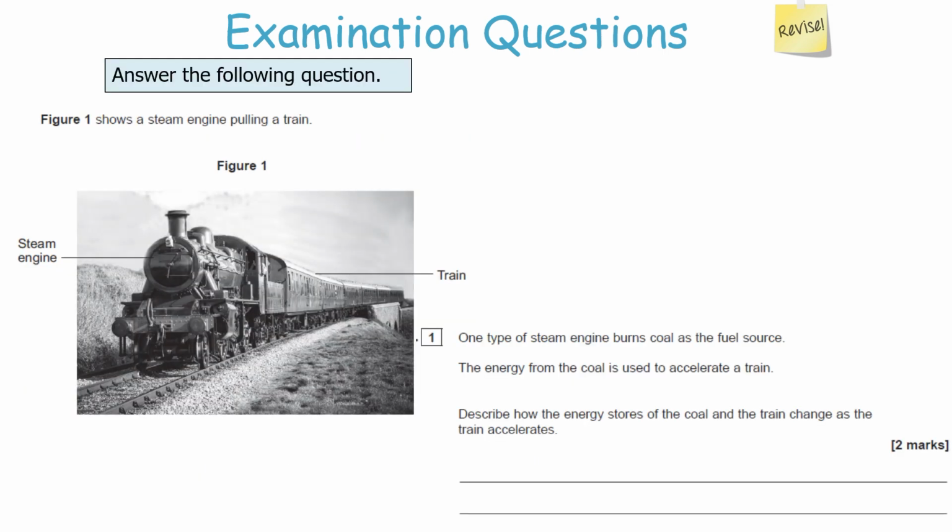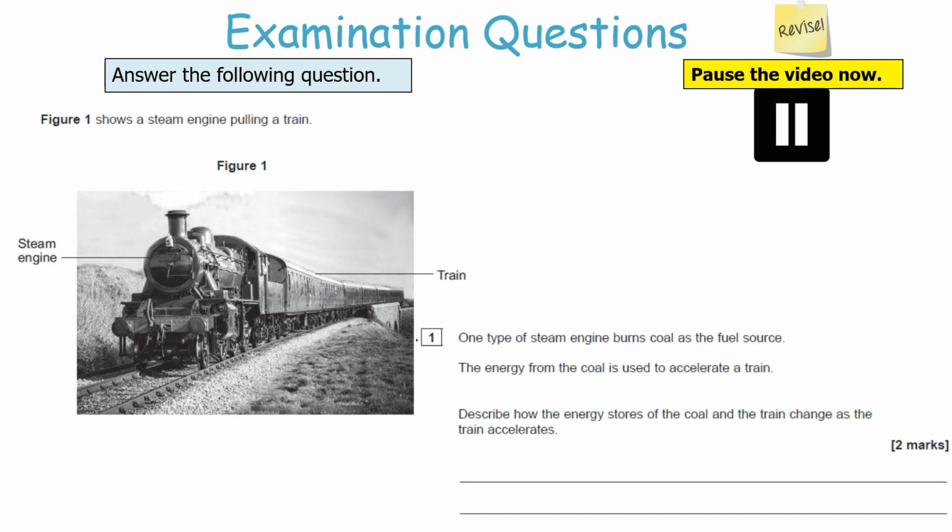The next question says figure 1 shows a steam engine pulling a train. One type of steam engine burns coal as the fuel source. The energy from the coal is used to accelerate a train. So describe how the energy stores of the coal and the train change as the train accelerates. So pause the video now, then unpause the video when you want to go through your answer.